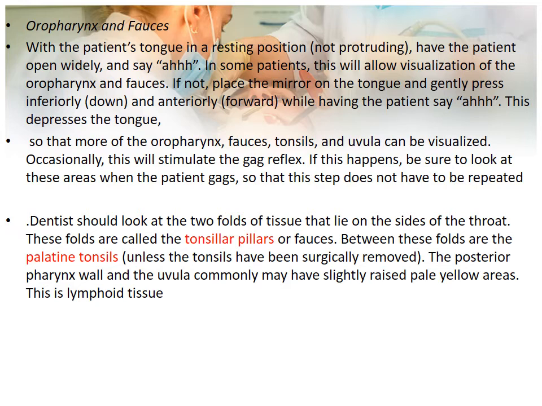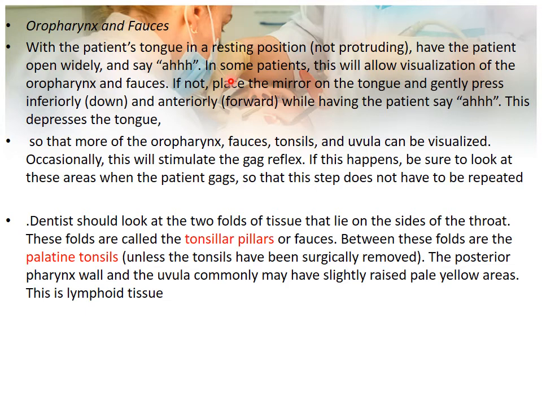Here is the way that we could examine the patient, with the patient's tongue in a resting position, that is to say not protruding. We ask the patient to open widely and say ah. In some patients this will allow visualization of the oropharynx. And if we use a mirror, the tongue is gently pressed inferiorly down and anteriorly forward while having the patient say ah, to depress the tongue. This is the area which could demonstrate findings, as I showed in the picture.